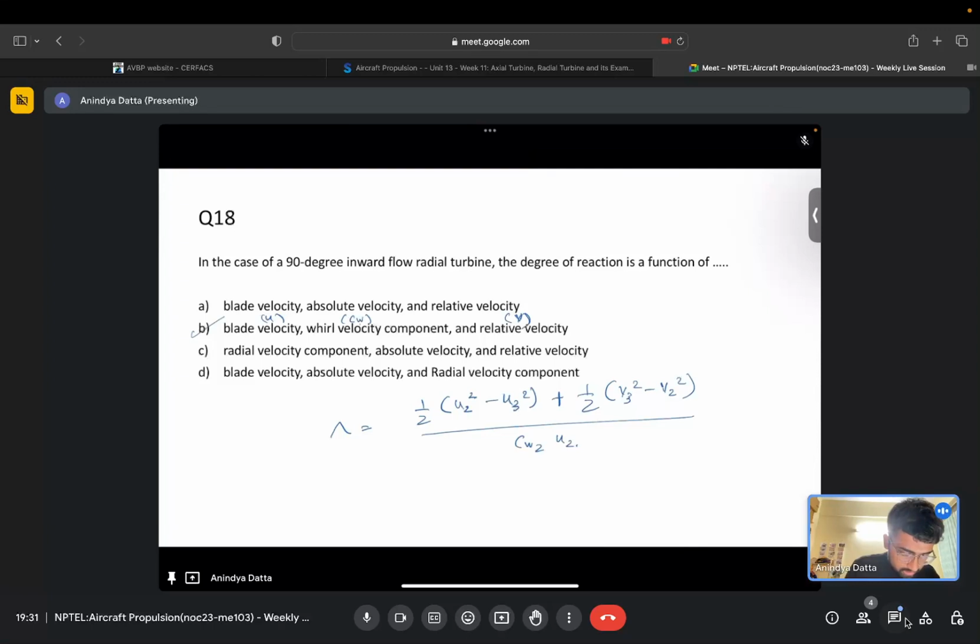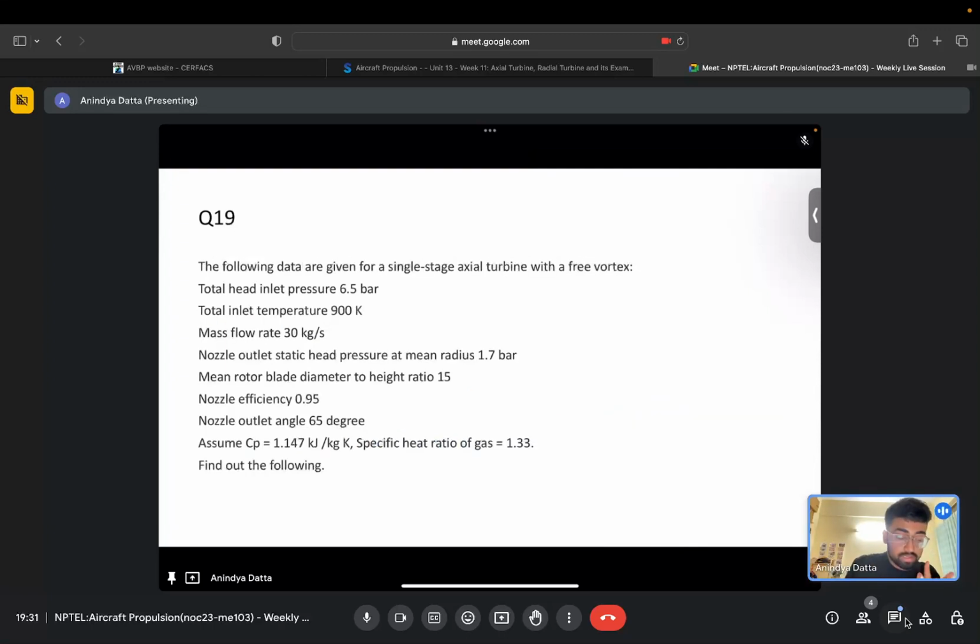Okay, let's not delay further. Let's start the numerical problem. This will be the last question for the day, a numerical on a single stage axial turbine. The problem is similar to the one you have in your assignment. Let's see what is given.